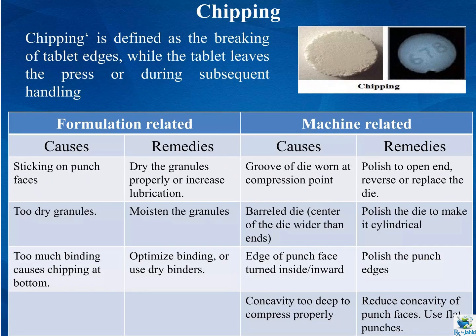Our next tableting problem is chipping. Chipping is defined as the breaking of tablet edges while the tablet leaves the press or during subsequent handling. So we can see in this figure that the edges of the tablet are chipped. The formulation related causes are sticking on the punch faces, too dry granules, and too much binding causing chipping at the bottom. Machine related causes are groove of the die worn at the compression point, barrel die, edge of the punch face turned inward, and concavity too deep to compress properly.